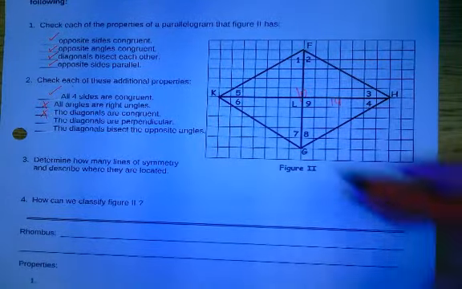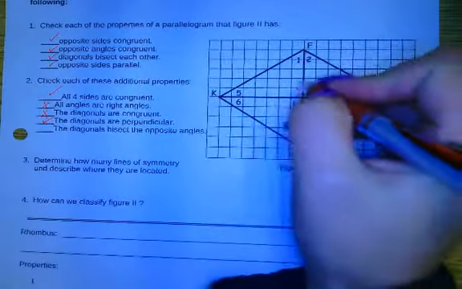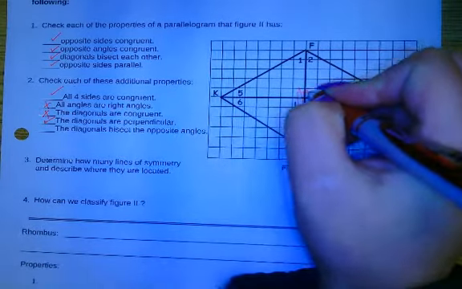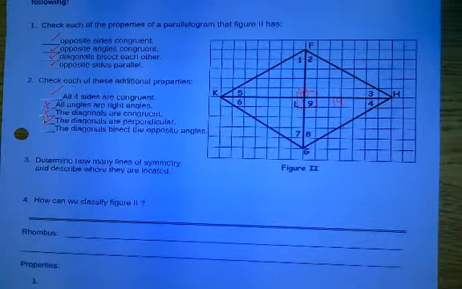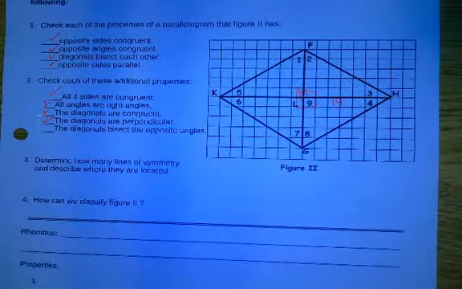Are the diagonals perpendicular? Yes. So you have right angles through the middle. And do the diagonals bisect opposite angles? Yes.